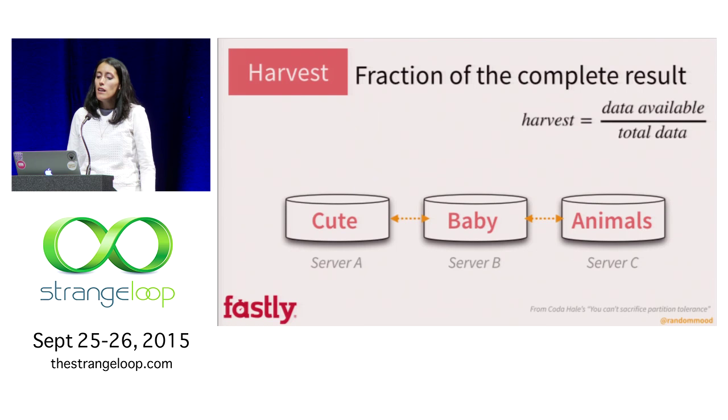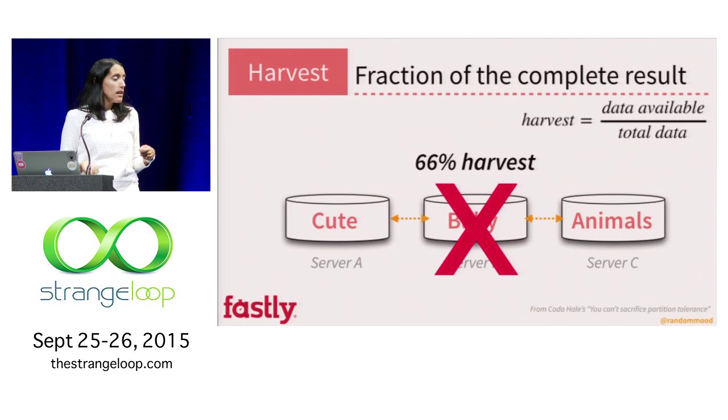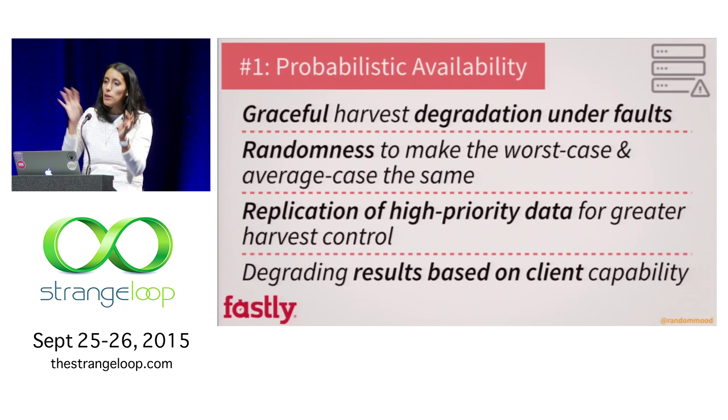He gives us this example where we have cute baby animals, and the indexes are on different servers. I want to search for cute baby animals, and then my server B goes down. But you can see that with one server gone, I can still have 66% of harvest, and still offer something that would be acceptable to me. I would say cute and animals, there's bound to be babies there.